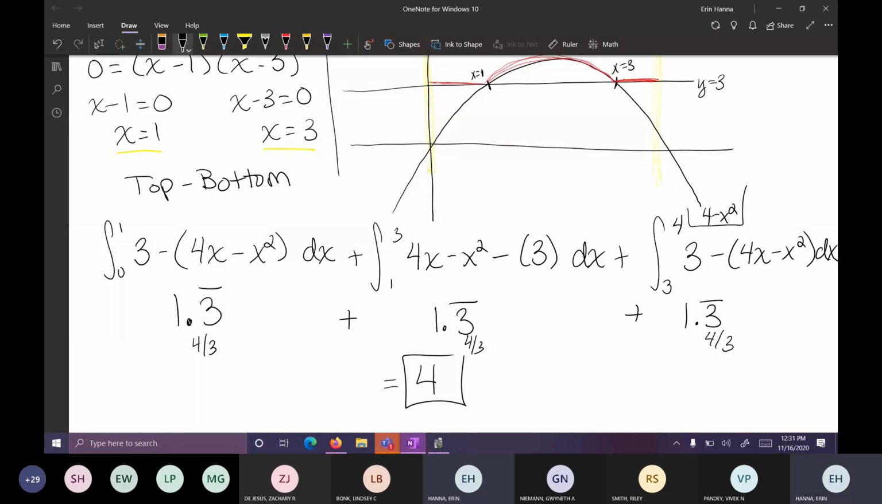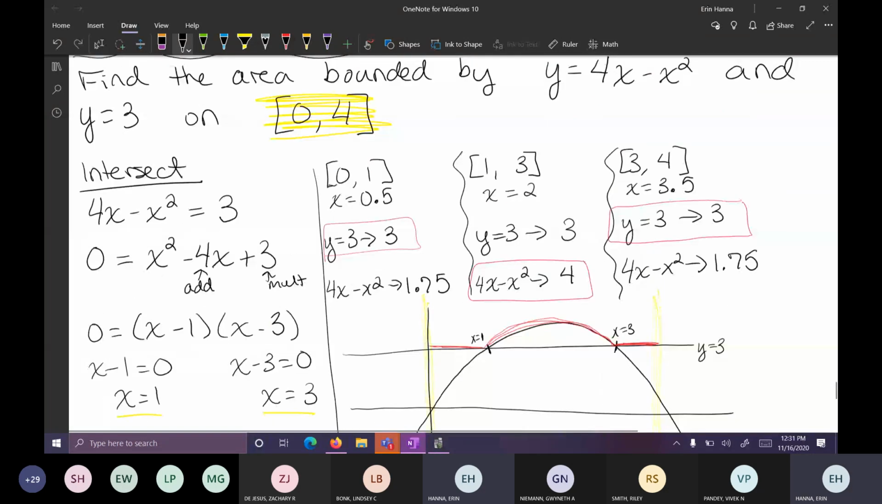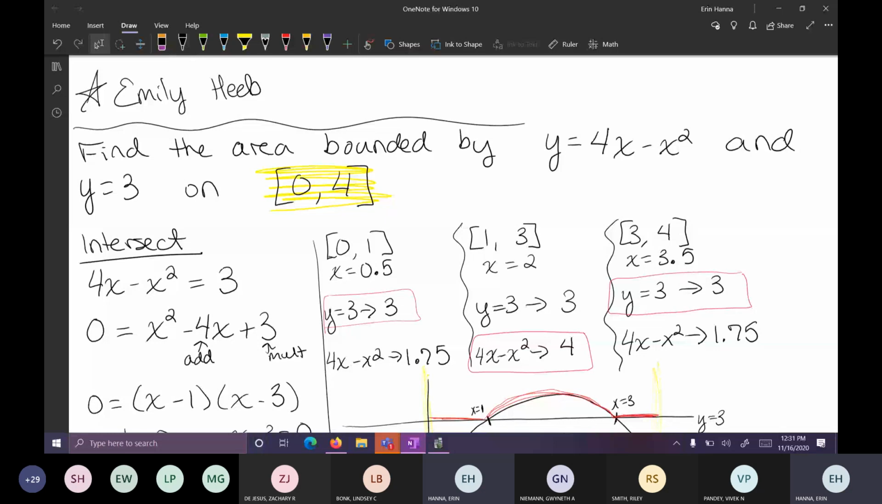One thing I want to say is, say you were given this question, but you weren't given an interval to work on. You can still do this, even if you're not given that interval. What you would do is form it with the two pieces that you get when you set them equal to each other.